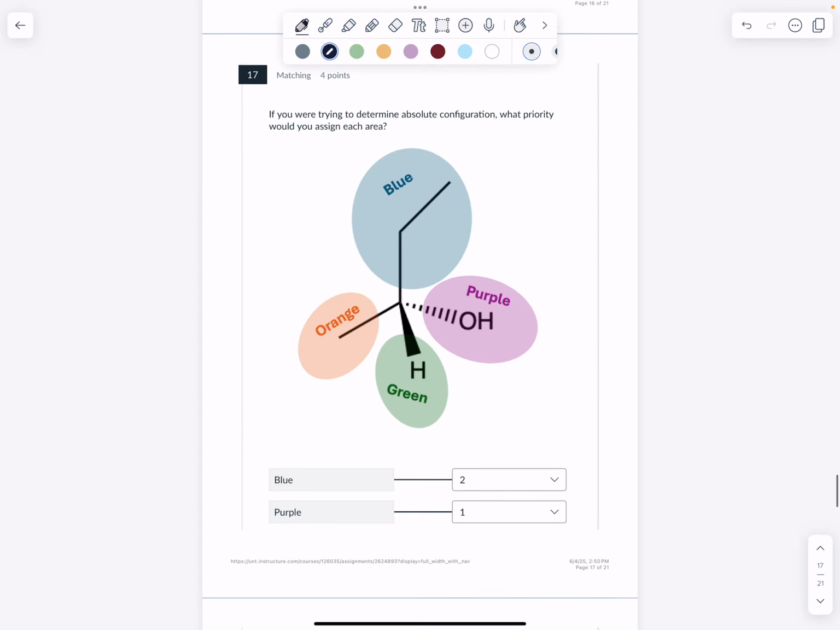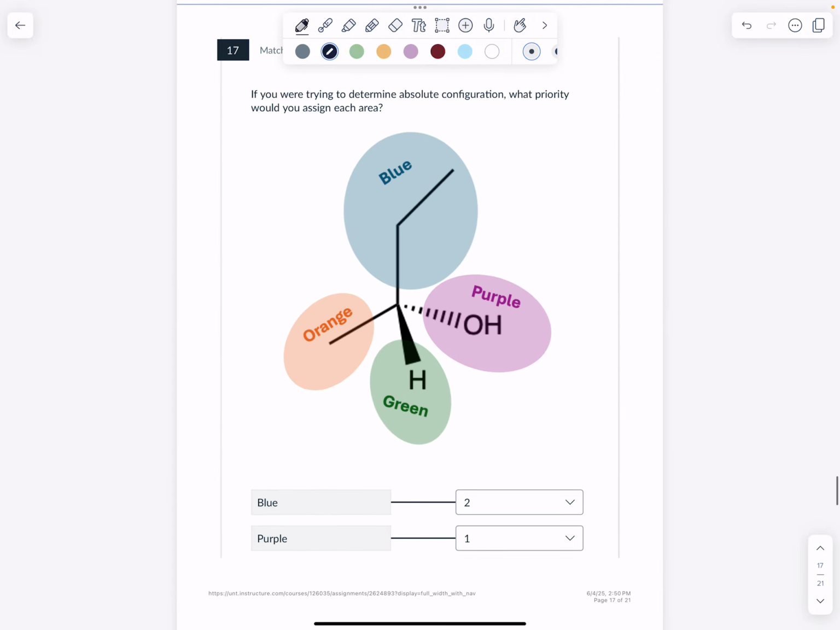Okay, next question. If you're trying to determine the absolute configuration, what priority would you assign to each area? I know we've had a lot of absolute configuration questions already, so this seems a little straightforward, but I'm trying to give points for the process in case some of those other ones were harder for you. The first thing I'm looking at is this oxygen right here. Oxygen, where everything else is carbon or hydrogen, that purple is going to be priority number 1.